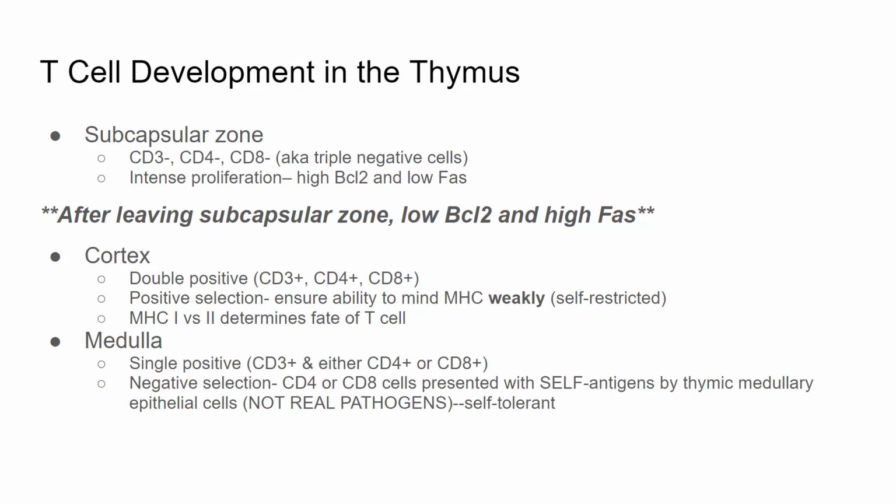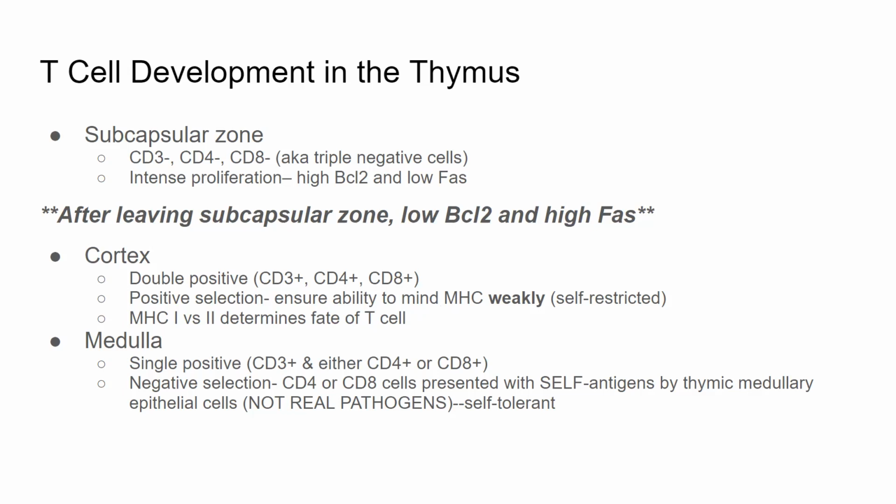If it doesn't pass that, it's gone. It undergoes apoptosis. The way that a T cell becomes CD8 positive or CD4 positive is dependent on the MHC receptor that it binds during positive selection. So if it binds MHC I, it's going to become a CD8. If it binds MHC II, then it's going to be a CD4 cell.